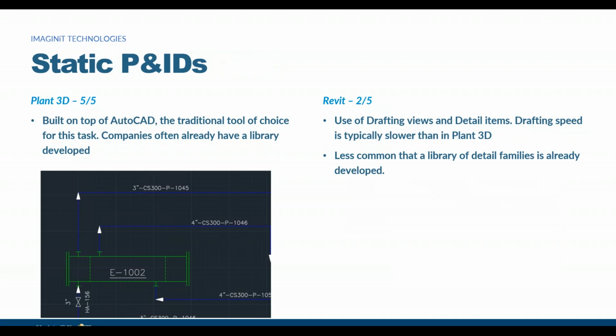Next, we have static P&IDs. For Plant 3D, we gave it a 5 out of 5 as it is built on top of AutoCAD, the traditional tool of choice for this task. Companies often already have a library developed for their P&IDs. And for Revit, we gave it a 2 out of 5. It uses drafting views and detail items. Drafting speed is typically slower than Plant 3D, and it is less common that a library of detailed families is already developed.